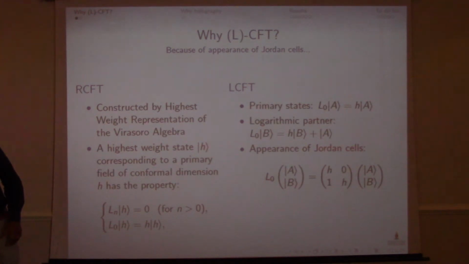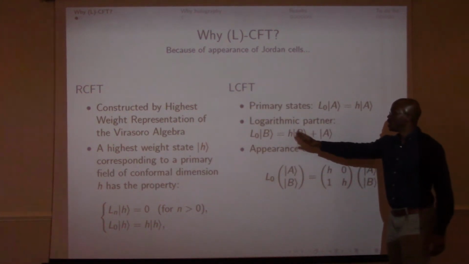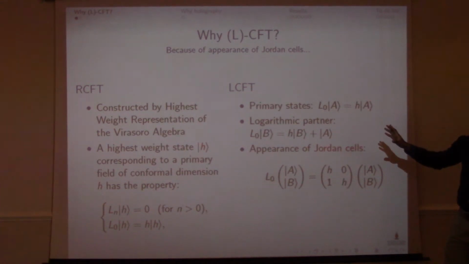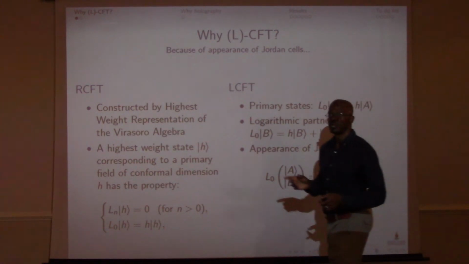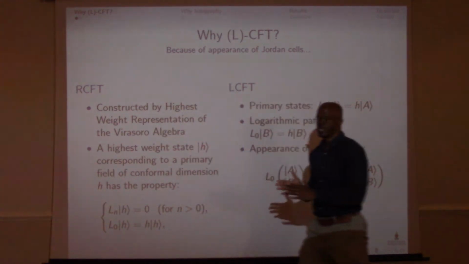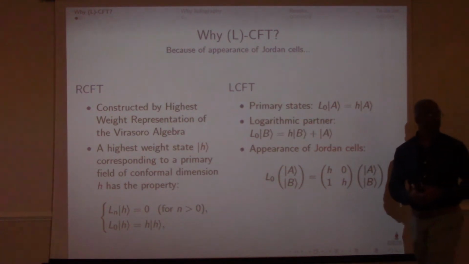So why LCFTs? When we think of rational CFTs and their representation theory, we can think of those theories as constructed in terms of highest weight representations of the Virasoro algebra, and highest weight states satisfying these equations. Now, there are theories with additional fields such that the Hamiltonian of those fields does not diagonalize anymore, and these fields seem to partner with other fields of the same conformal dimension. This marks the appearance of Jordan cells, which you can see here, which are salient features of logarithmic conformal field theories.